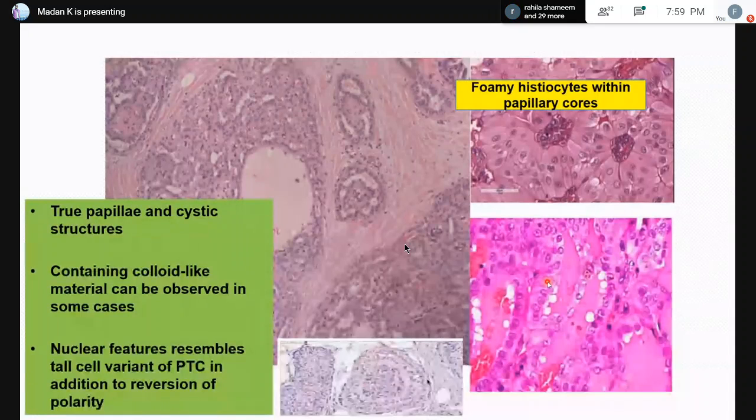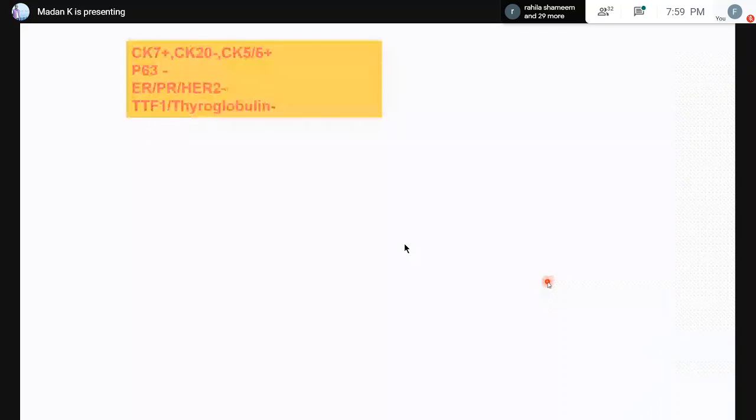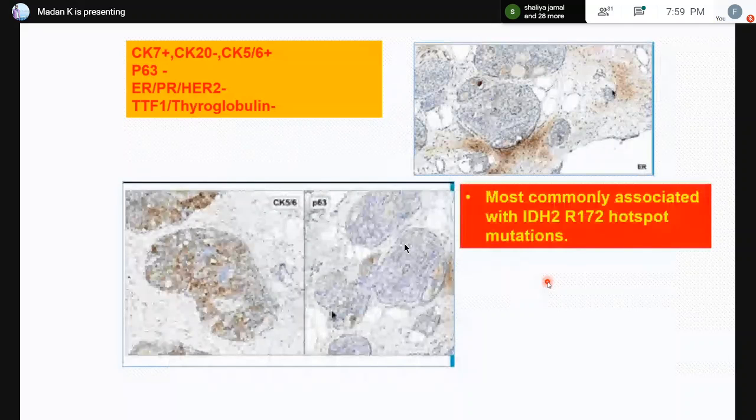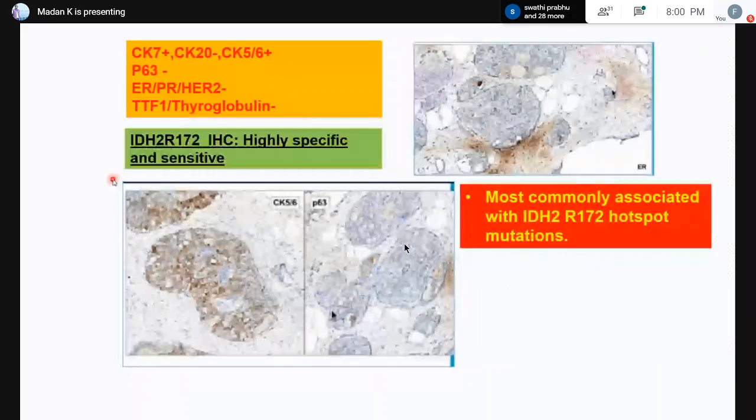So coming to IHC, these tumors are negative for ER, PR, and HER2, and they are positive for CK5/6 and CK7. And the most defining feature of this entity is that most tumors are associated with IDH2 mutations at the R172 hotspot, and this mutation is highly sensitive and specific for this entity in breast carcinomas.